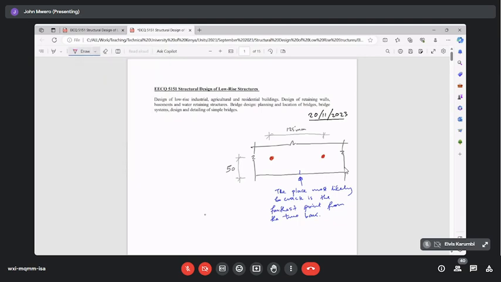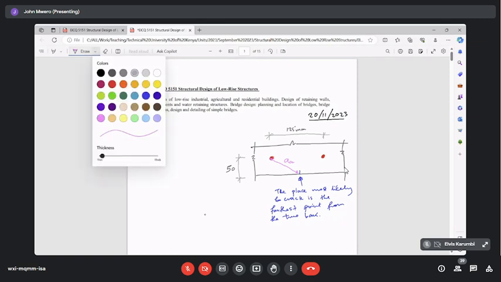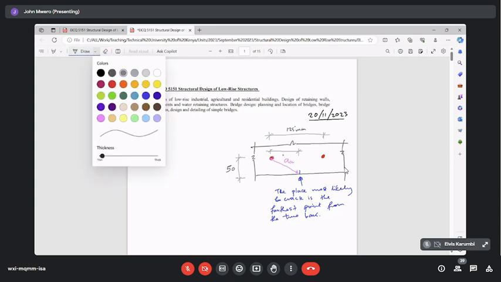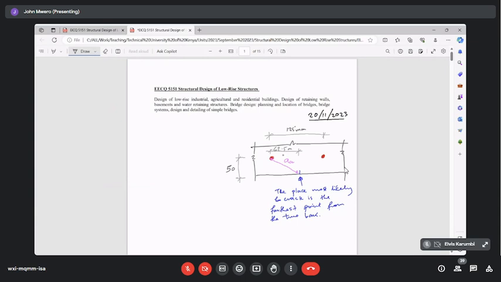Let's use the purple. So this distance here, the maximum distance possible from any bar to the farthest point that you can have, from the center of the bar, is referred to as ACR. And because the bars are spaced at 125, the maximum possible dimension away from the bar would be a half of 125. So this value here will be 62.5 millimeters. This is the farthest possible.